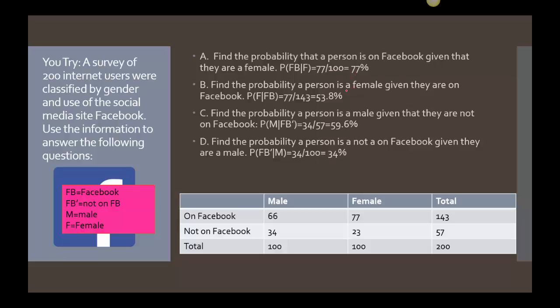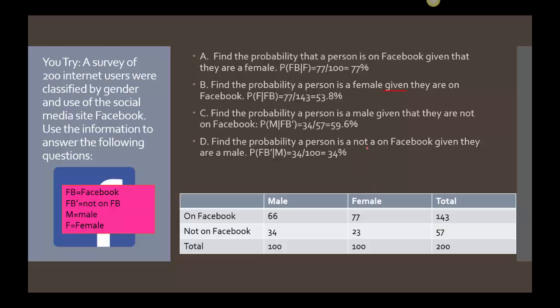Find the probability a person is female given they are on Facebook. So that same 77 women, but the total people on Facebook was 143. So it says 53.8%. So a little bit more women than men on Facebook. All right, then I flipped it. Find the probability a person is male given they are not on Facebook. So male, not on Facebook, 34. And then the total people not on Facebook, 57, which says 59.6% of people not on Facebook are men.